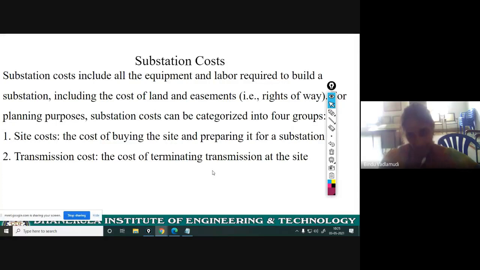So here substation costs are categorized into 4 groups. What is the total cost involved in the substation establishment? It is nothing but the substation cost, because of the major equipment. What is the major investment included in the distribution system? What is the major cost in the distribution system? What does a distribution system include?